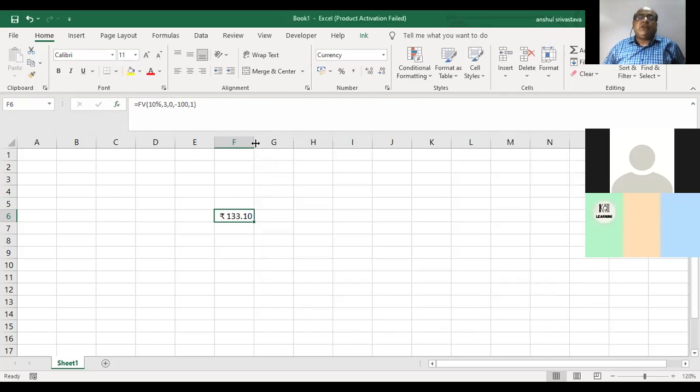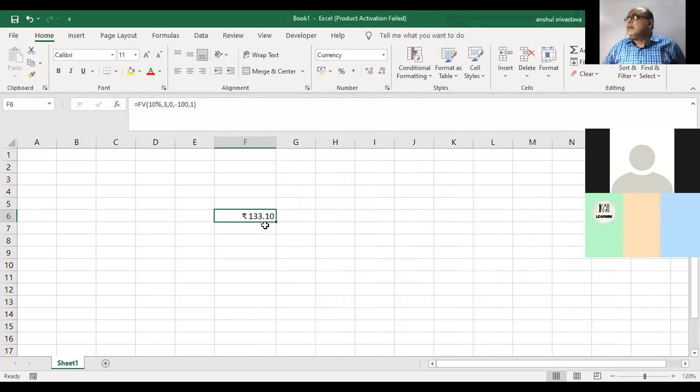So what is 133.1? This 133.1 is the future value of 100 rupees 3 years down the line if the interest rate is 10%. Or in other words, we can say 100 rupees is the present value of 133 rupees in 3 years' time. However you want to say it. So this is what future value is, single value future value. Now we come to multiple value future value.